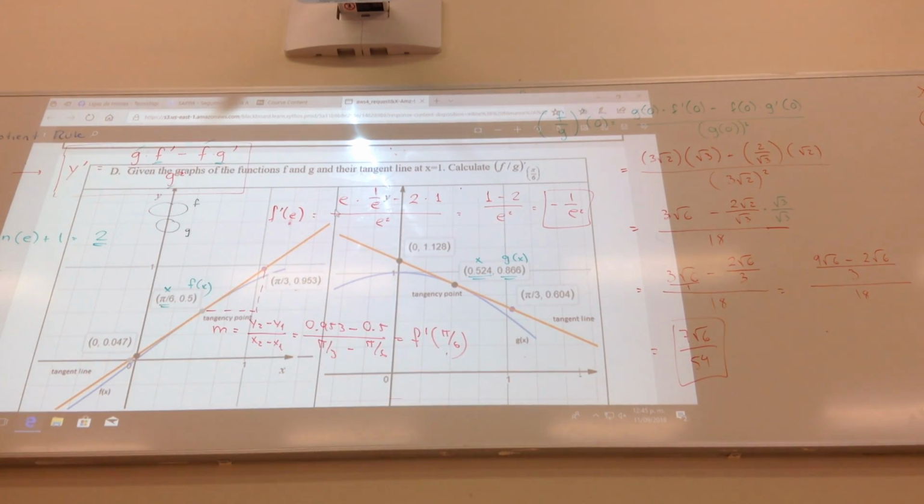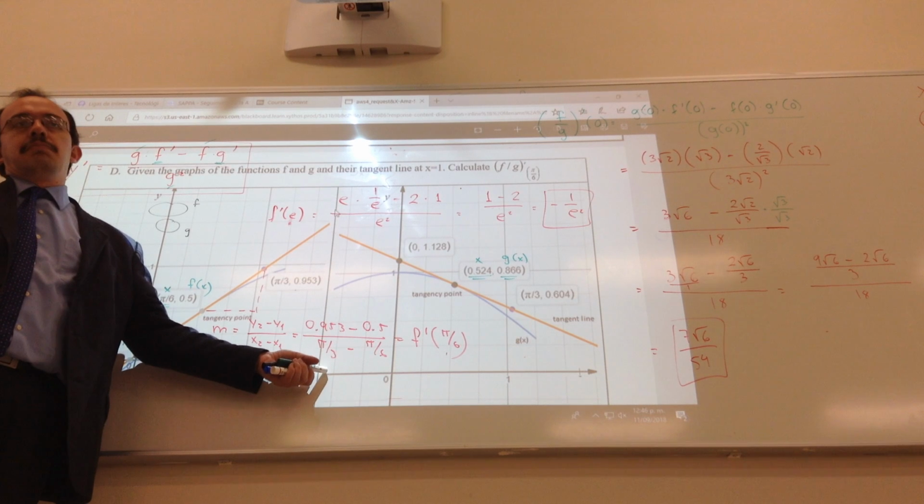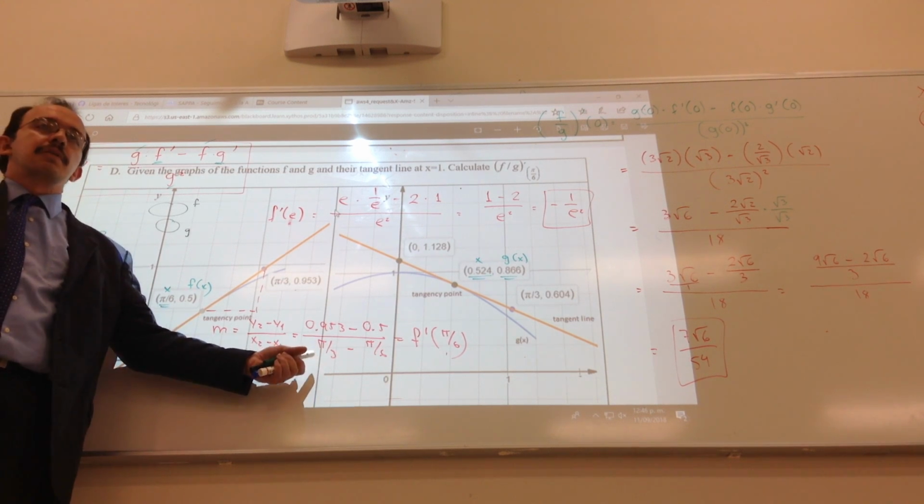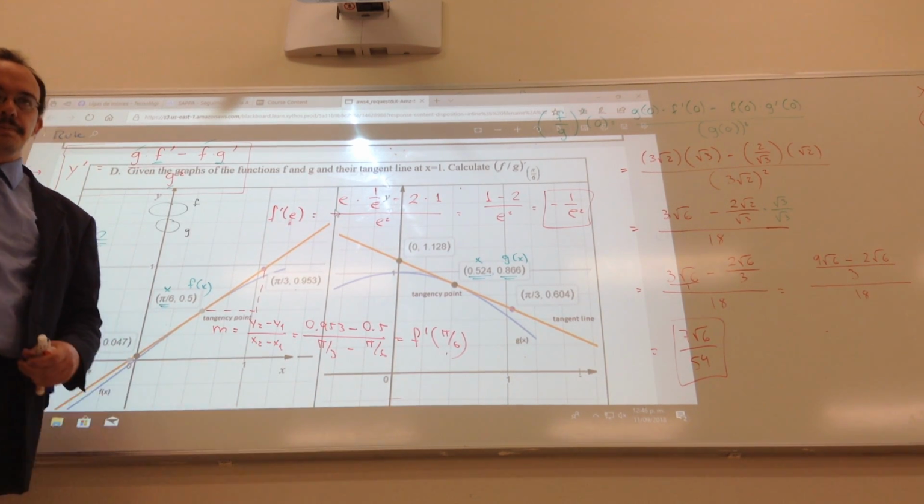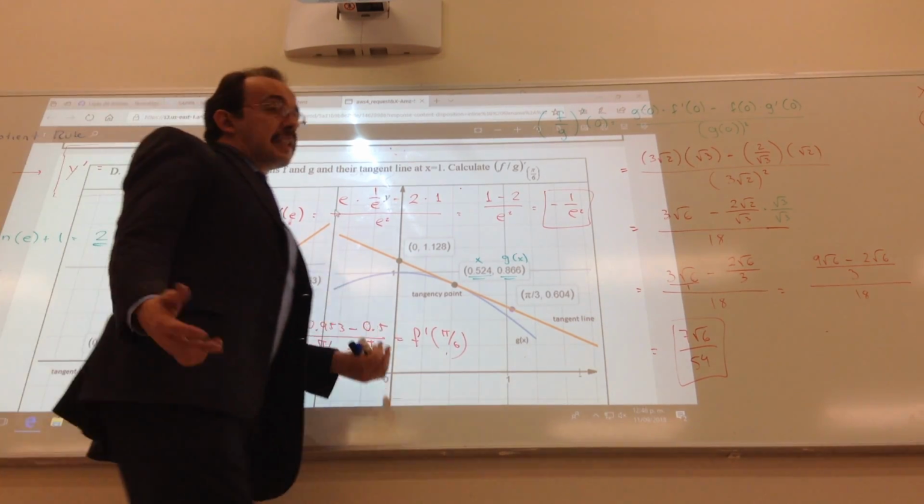In the exam, for example, I want you to do this without the calculator, so you have simple numbers, not fractions like this. But that's the idea. Okay?